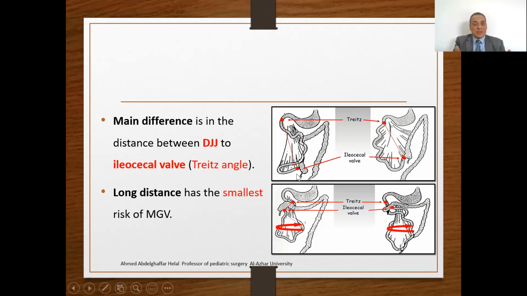The longer the distance, the less risk for the development of midgut volvulus, and this is called the less dangerous type of malrotation. The distance between the DJ junction and the cecum is demonstrated in these pictures with a dotted line. So this is called wide distance or wide base of the mesentery, or wide base of what should be the Treitz angle. Vice versa, in some cases of malrotation, the cecum will be very close to the DJ junction with a narrow base of mesentery. This patient will be more susceptible, or at higher risk, for the development of midgut volvulus.